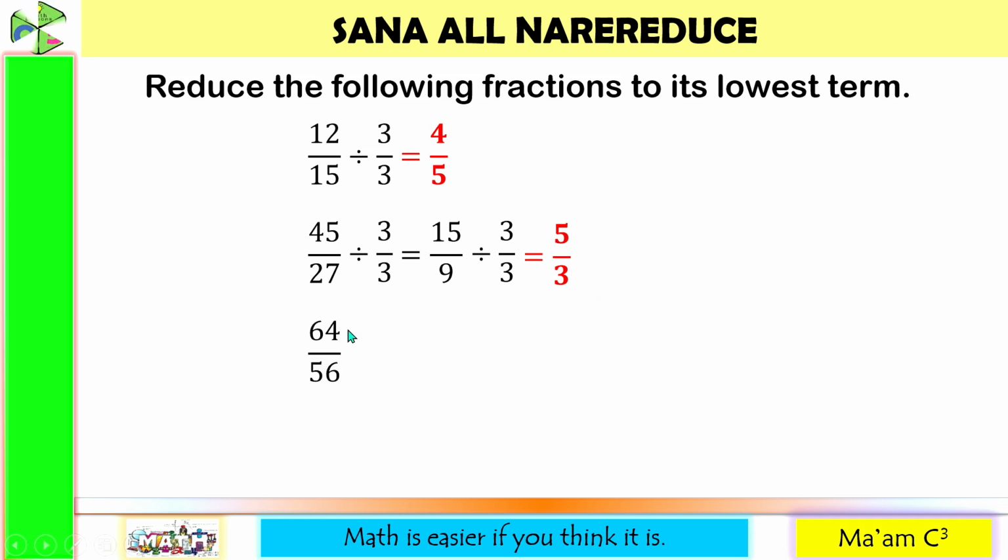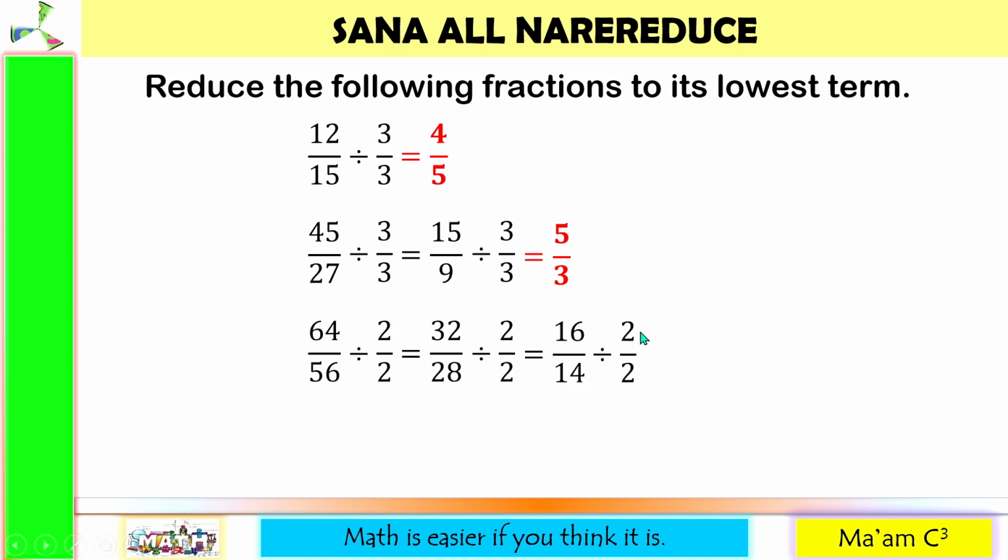Next one, 64 over 56. Both of these are divisible by 2. 64 divided by 2 is 32. 56 divided by 2 is 28. Again, even numbers, both are divisible by 2. 32 divided by 2 is 16. 28 divided by 2 is 14. Again, even numbers, both divisible by 2. 16 divided by 2 is 8, and 14 divided by 2 is 7. So this means 64 over 56 is equal to 8 over 7 in lowest term.